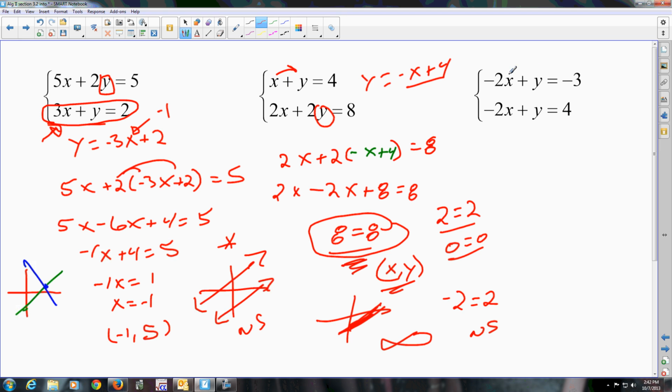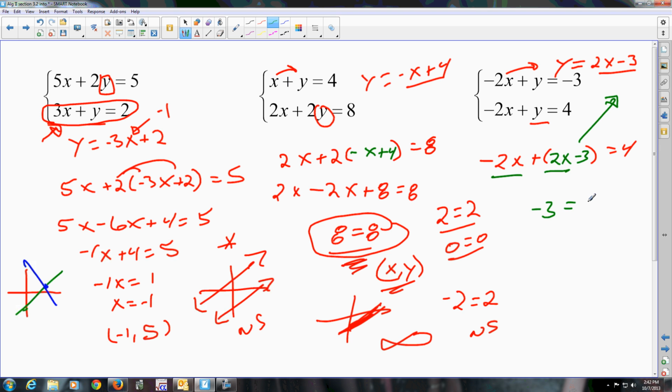So how about this? I'm going to pull the 2x to the other side. 2x minus 3. There's what y is worth. Here's y. Minus 2x plus y equals 4. Fill in what y is worth, 2x minus 3 from up here. Negative 3 is equal to 4. How often is that true? Never. That's never true. So, no solution. It's this situation. Okay?